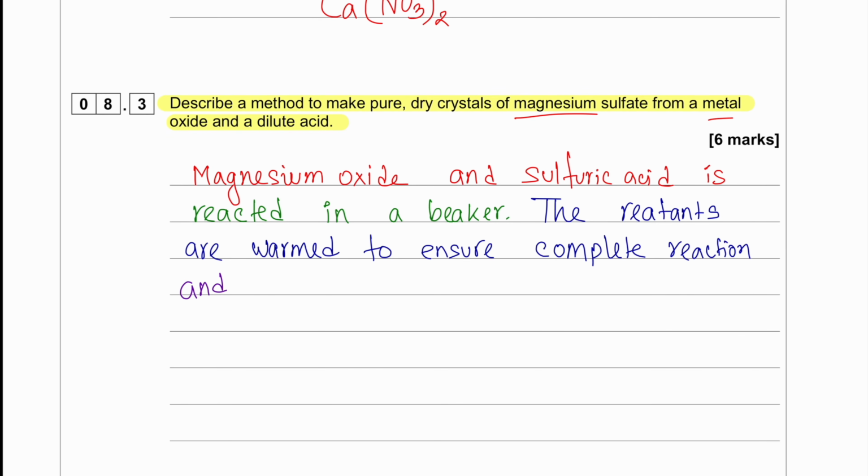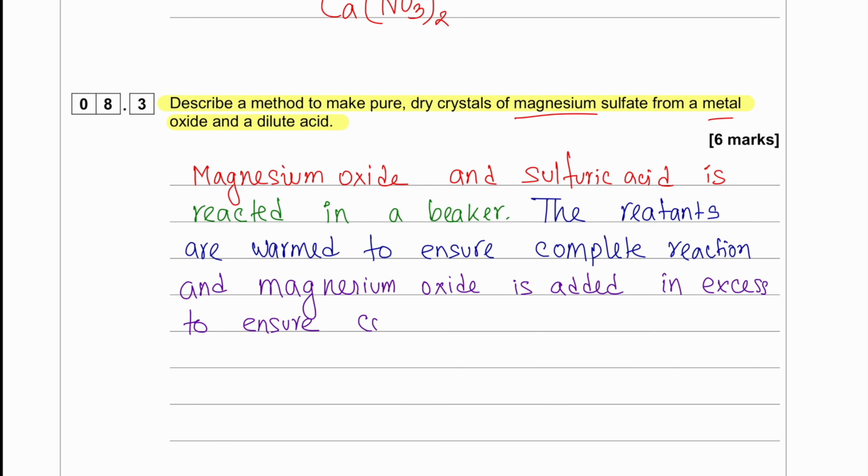And magnesium oxide is added in excess. You see, magnesium oxide is not soluble in water. So if we add in excess, it will ensure all the acid is reacted. Okay. Magnesium oxide is added in excess to ensure complete reaction, to ensure all acid is reacted. All right. With continuous stirring.